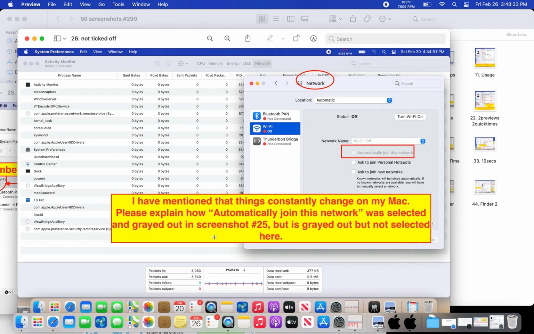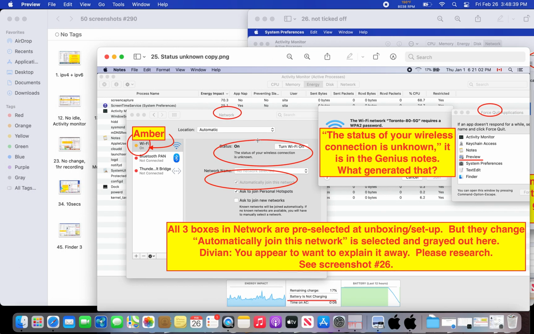All right, so the status is turned off, and what was it in the other screenshot? It says status is unknown. And this was in amber. But still, this is grayed out.